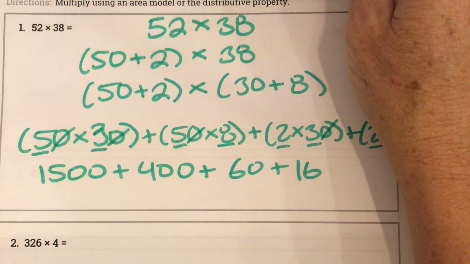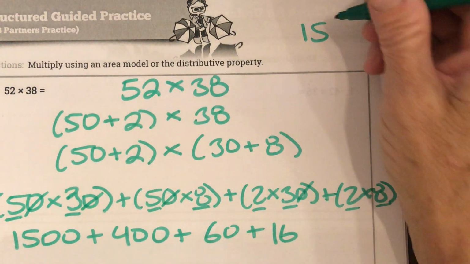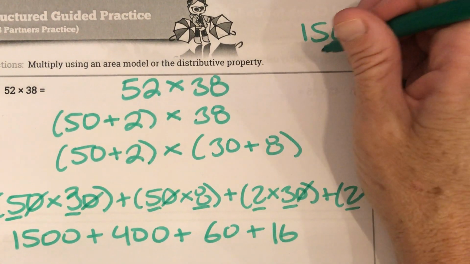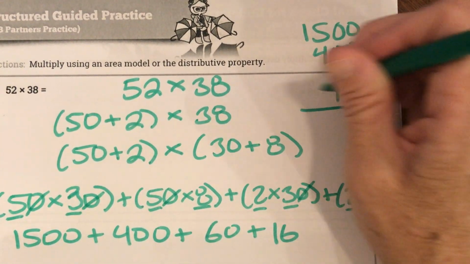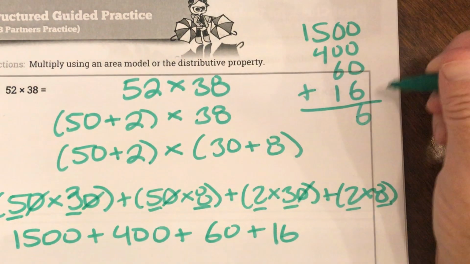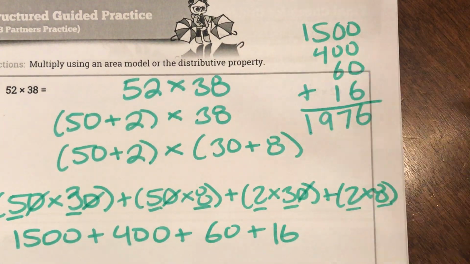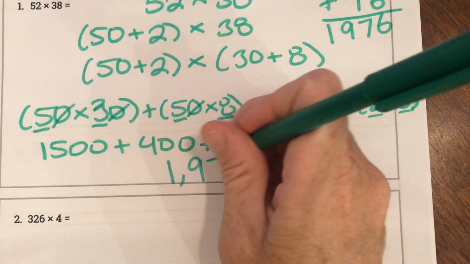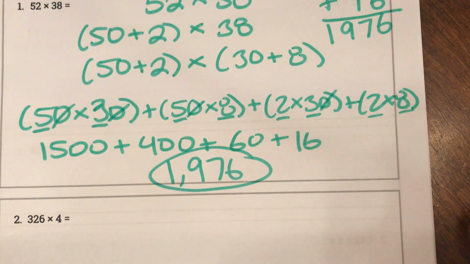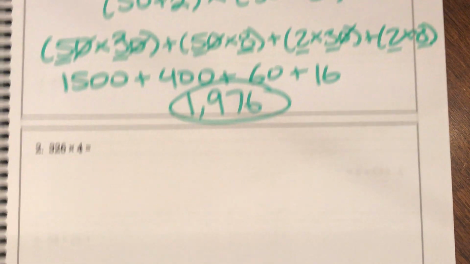So let's come over up here, and I'm going to move up where I have a little bit of room to add them. And I have 1,500 plus 400 plus 60 plus 16. So I get 6, 7, 9, 1. So my answer, or my product, is 1,976. Okay, let's look at our next one.